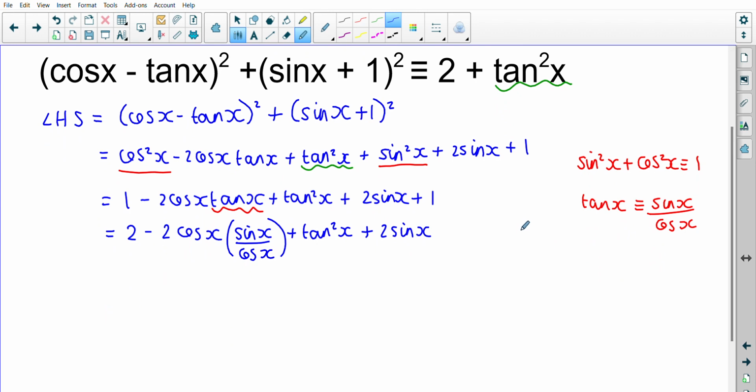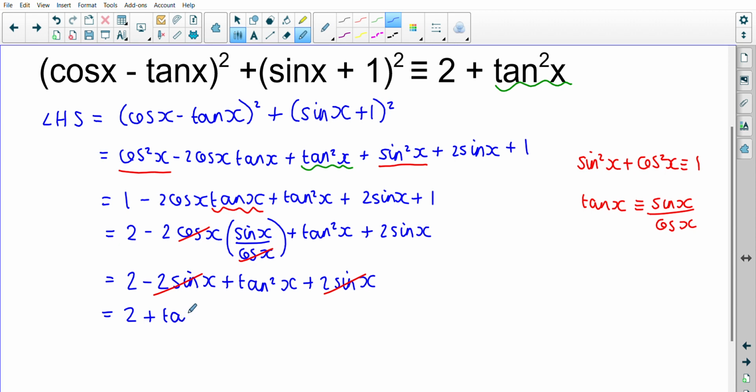Right, I'll be able to do some cancelling here. If you want to multiply out, you can, but I'm going to be multiplying by a cos x and dividing by a cos x, so those have cancelled. So it'll be 2 minus 2 times sine x plus tan squared x plus 2 sine x. I'm getting close. If you've spotted it, I've got a positive 2 sine x and a negative 2 sine x that will cancel. And I've arrived at my right hand side.